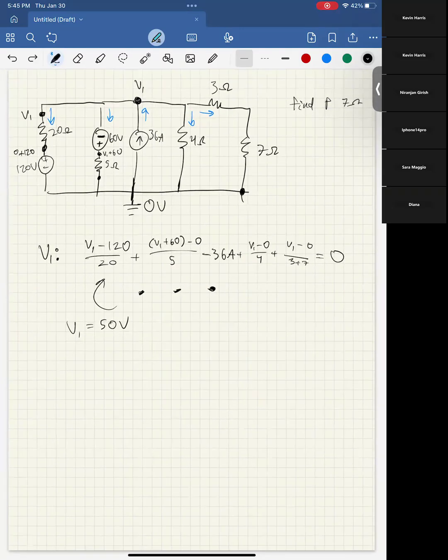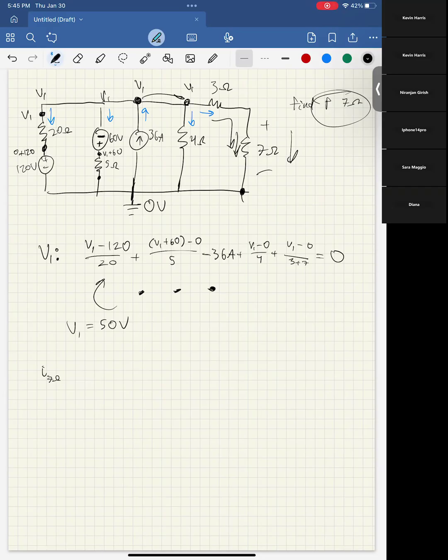Okay, but then we want to find the power through the 7 ohm. So that means we have to find the voltage drop and we have to find the current. Let's find the current first, because the current's easier. We know that here we have V1, because everything's V1, since they're all connected by a wire with no resistor. So the current through here is simply going to be, let's say, I of 7 ohm.